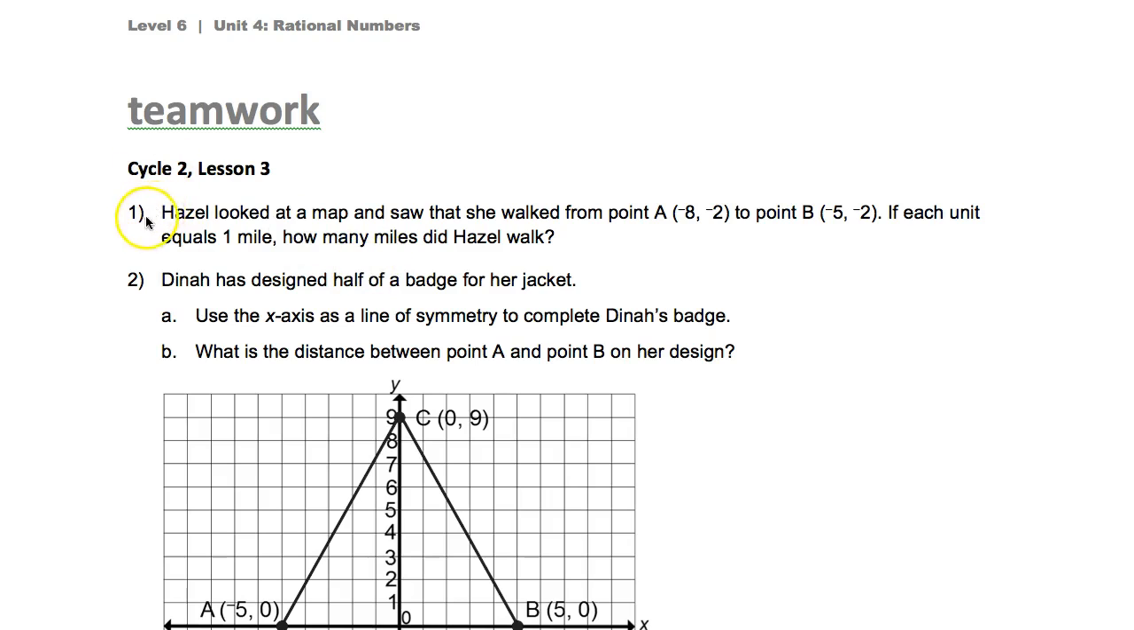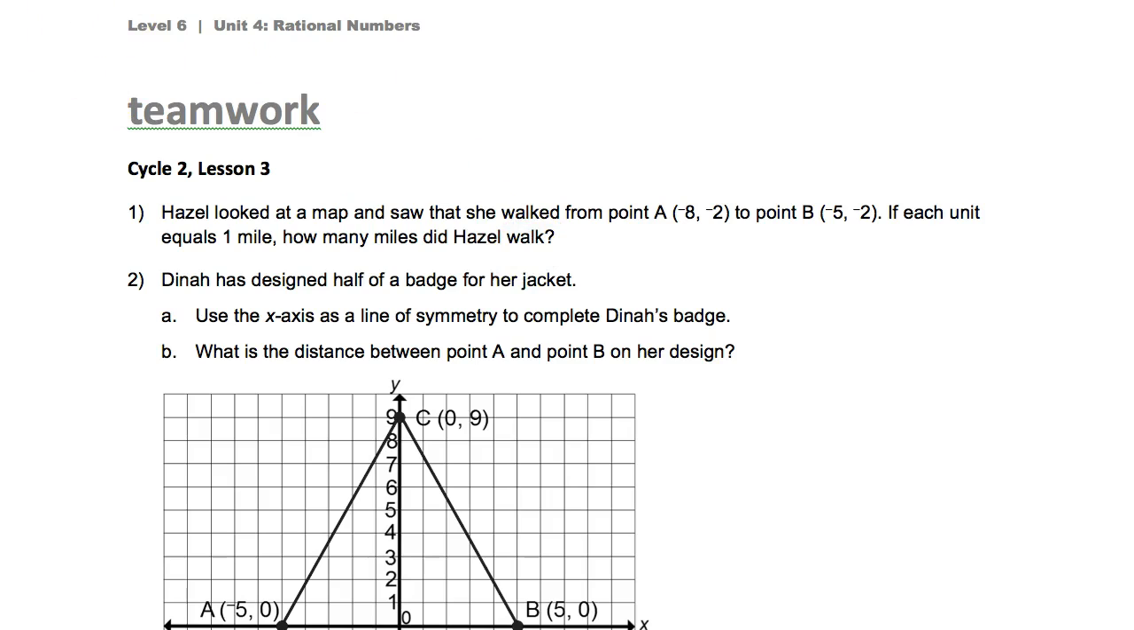Now, the first item says Hazel looked at a map and saw that she walked from point A, (-8, -2), to point B, (-5, -2). If each unit equals 1 mile, how many miles did Hazel walk?